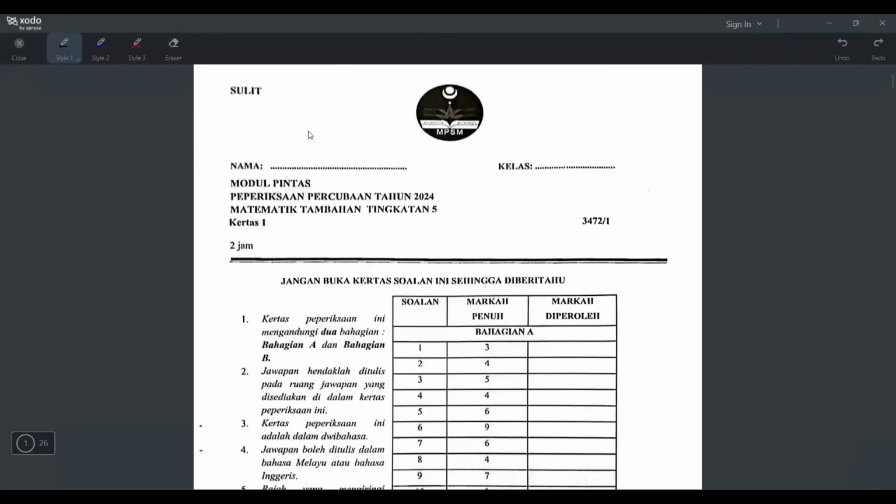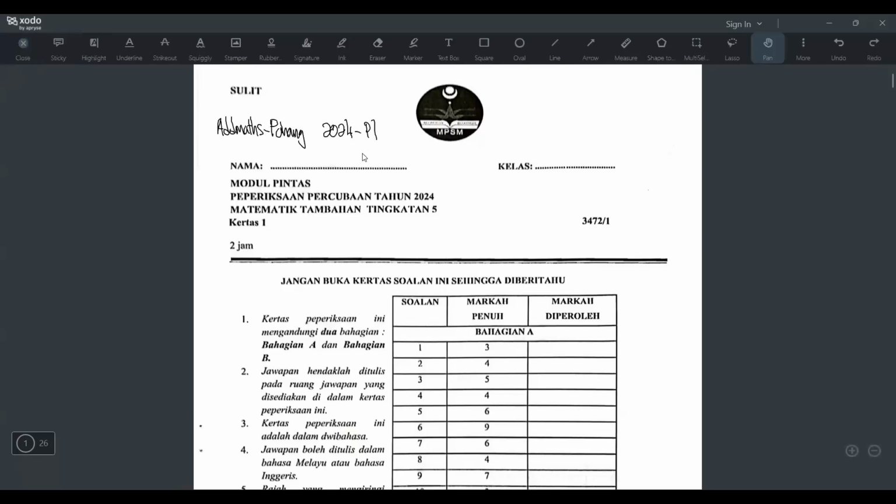Hello, I'm back. Today we will do another Addmaths paper. So this is an Addmaths paper, the Pahang trial for 2024, and this is paper 1. Okay, let's start.